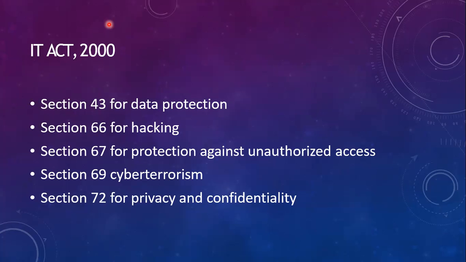Anyone who commits the crime of data protection breach, hacking, unauthorized access, cyber terrorism, or violation of privacy and confidentiality is punished under sections 43, 66, 67, 69 and 72 accordingly. If anybody commits a crime on the internet, he is punishable under the Act. What that Act is and what punishment follows, we are going to see at 3:30. You are all requested to join back at 3:30, where we will see it in much more detail.